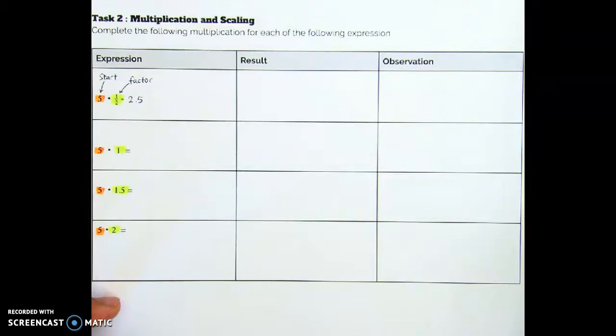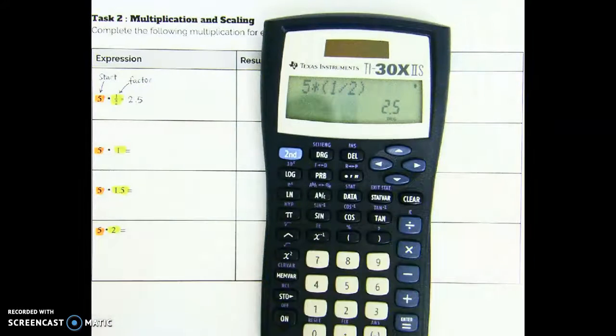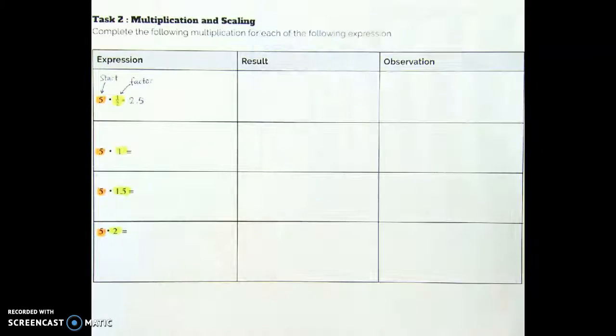Now, you're going to spend some time just doing all the rest of these on your calculator. And you can pause the video right now to make sure that you're doing that on your own and you're doing it correctly. Unpause when you're done.